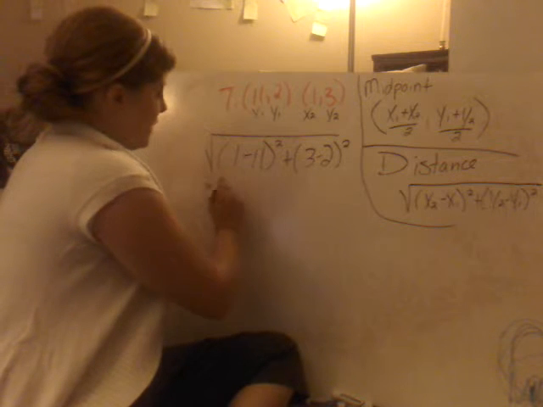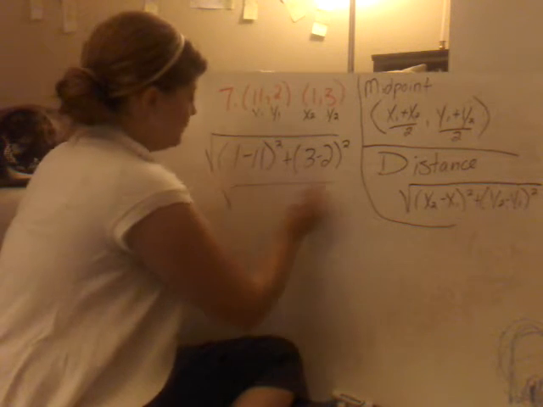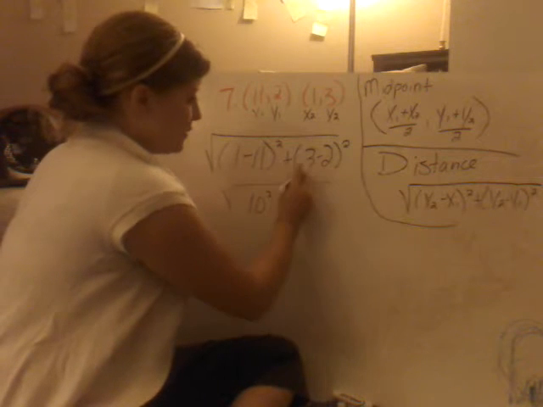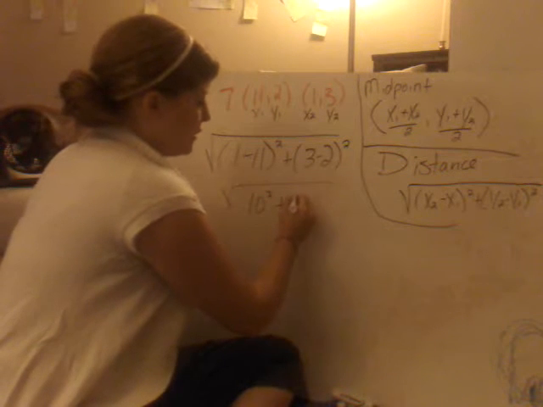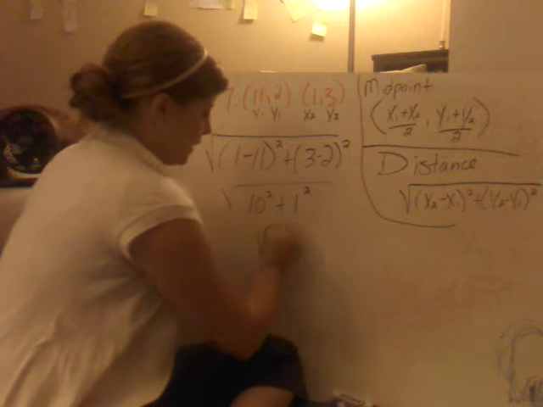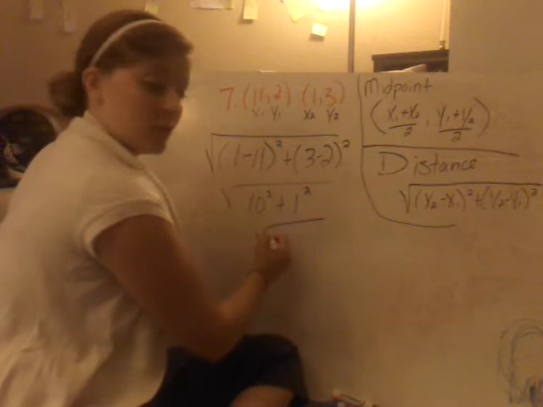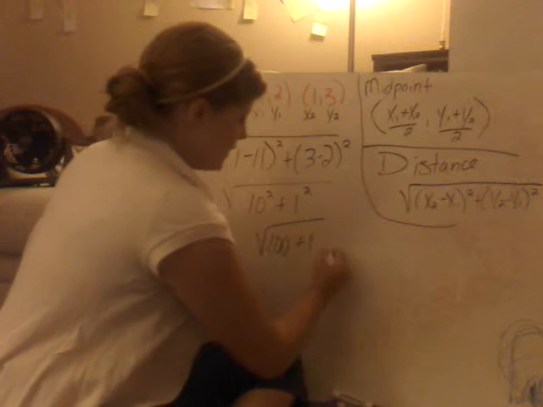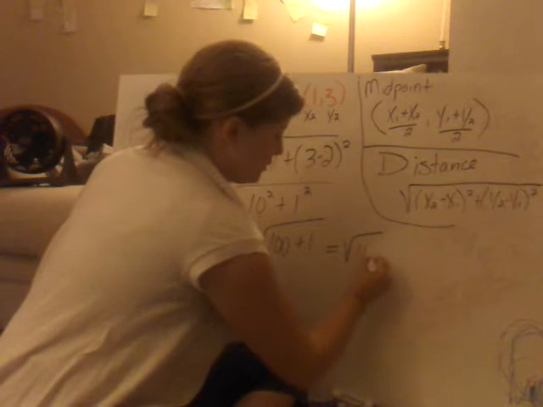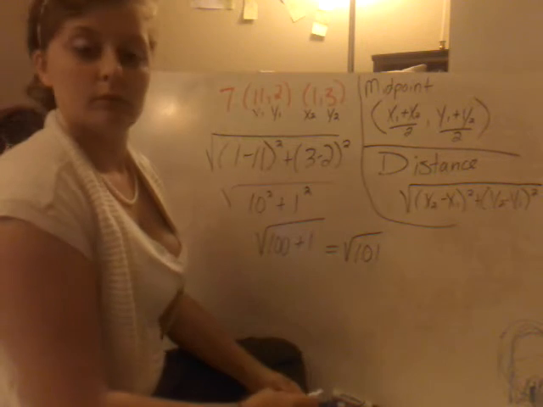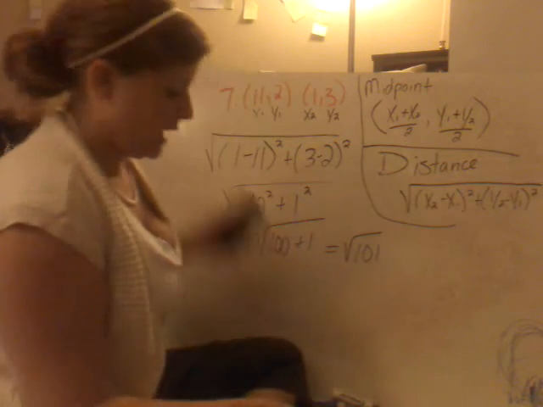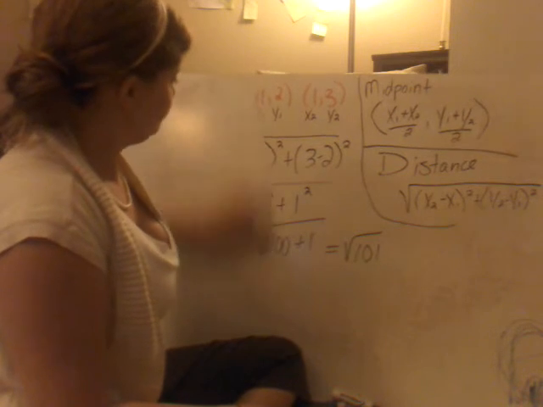Okay, so we've got square root. 1 minus 11 is 10 squared, plus 3 minus 2 is 1 squared. I have the square root. 10 squared is 100, plus 1 is the square root of 101. And there we go. Alright, so there's number 7.